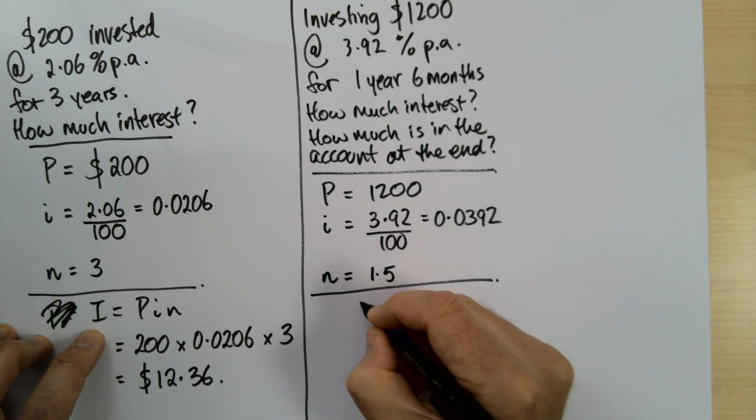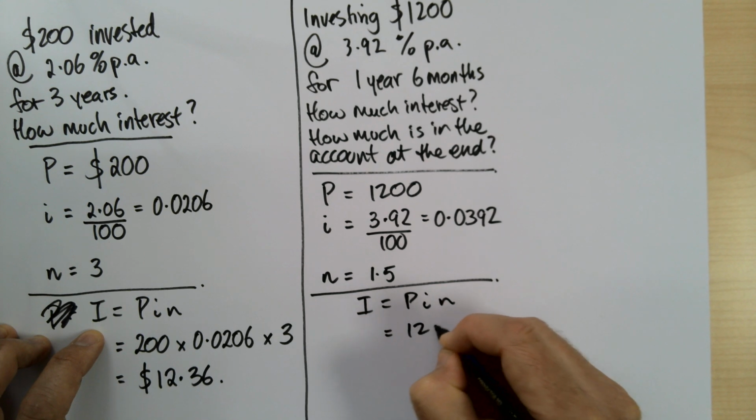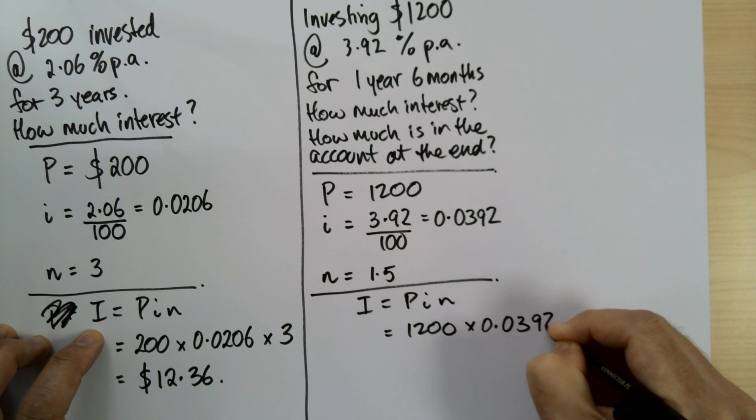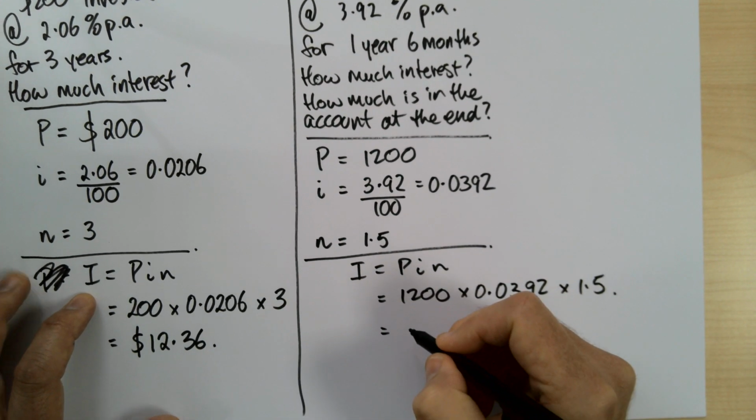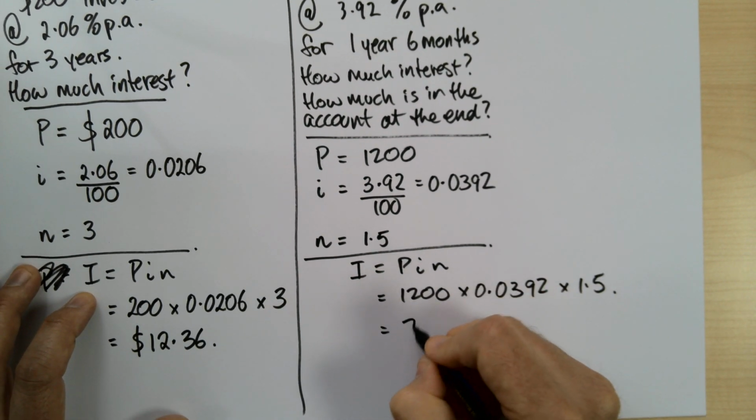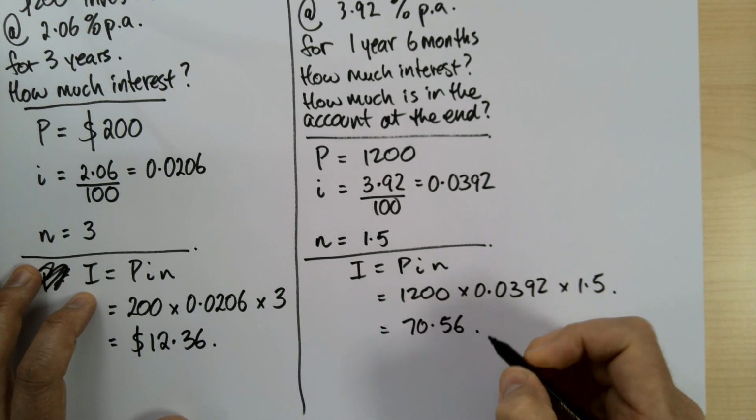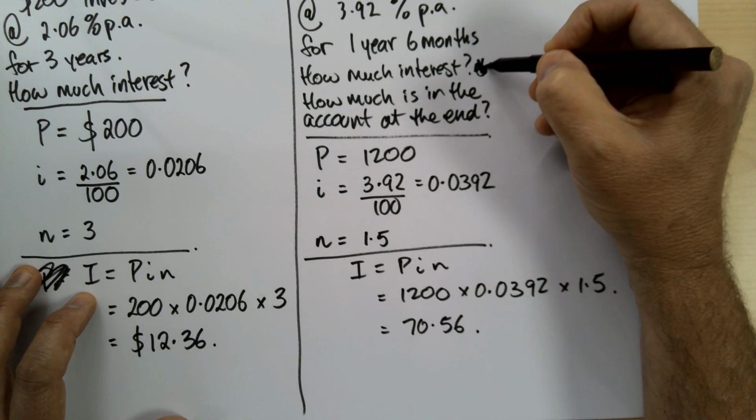All right, so let's do this now. I equals PIN. That's 1,200 times 0.0392 times 1.5. And you crunch that out, and it's $70.56. So that's how much interest is earned.